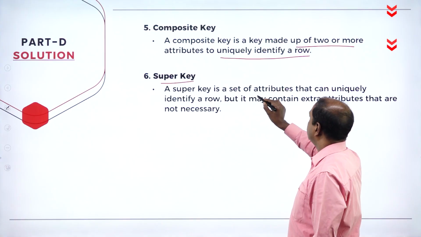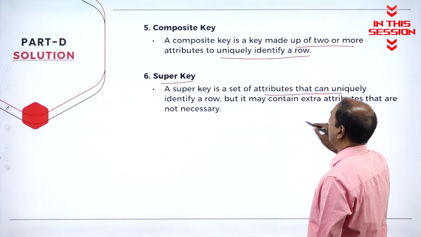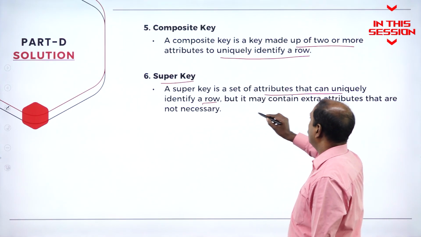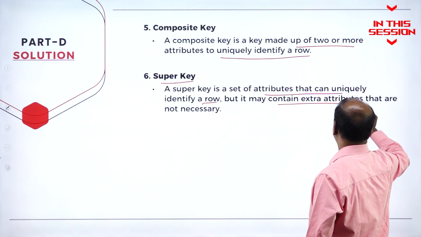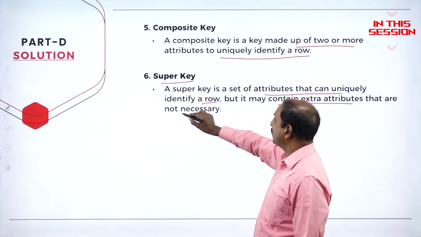A super key is a set of attributes that can uniquely identify a row, but it may contain extra attributes that are not necessary.